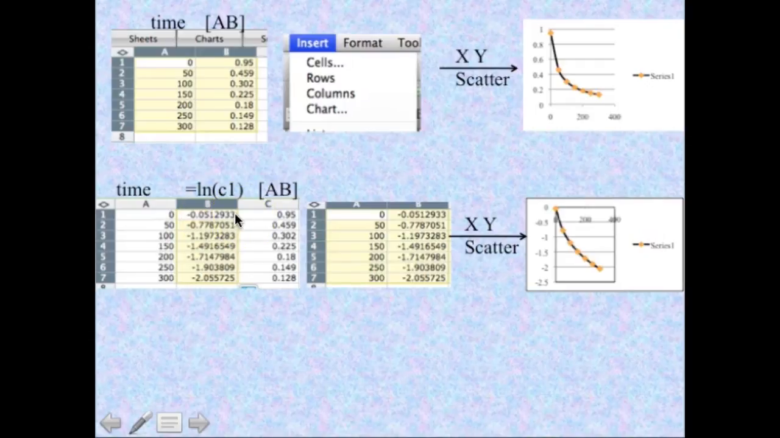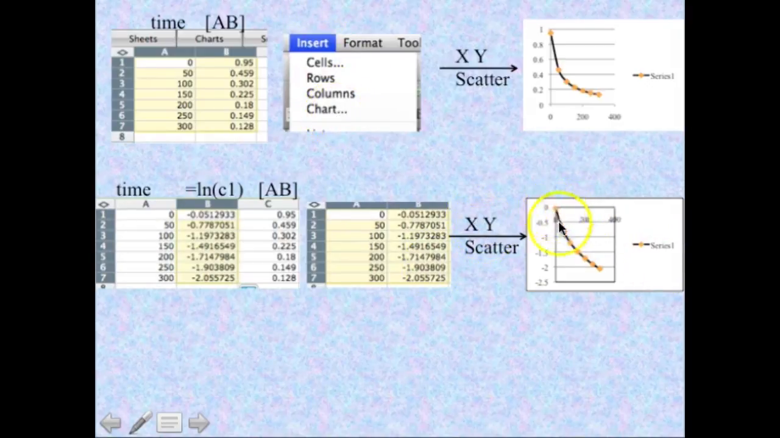And by dragging the little dot at the end of this and dragging all the way down, you can get it to repeat this function for each one of the rows. So you will get natural log of the concentration of AB in this column and time here. Now you select both of those, A and B. Again, choose Insert, Chart, XY Scatter.